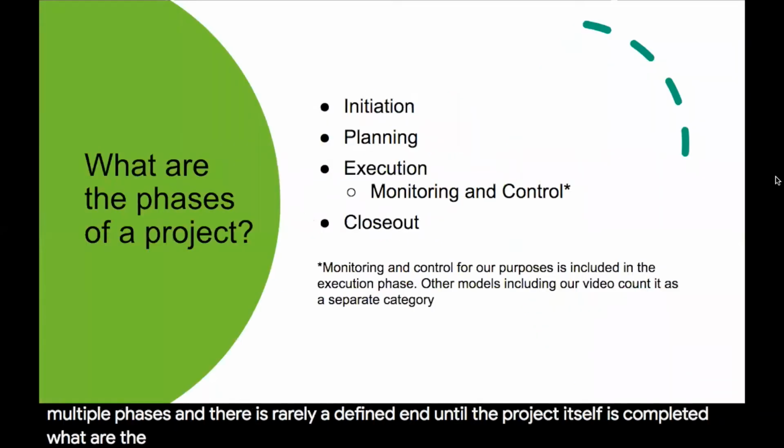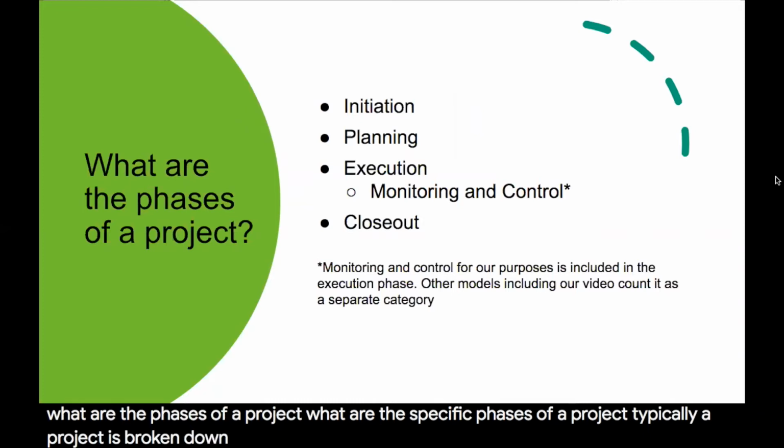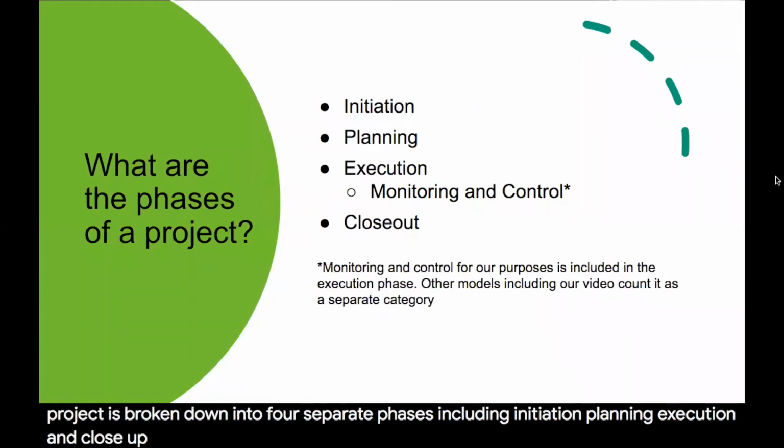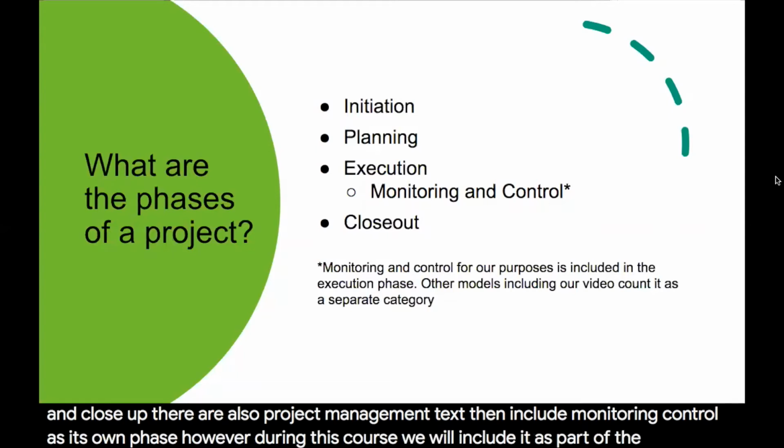What are the specific phases of a project? Typically, a project is broken down into four separate phases, including initiation, planning, execution, and closeout. There are also project management texts that include monitoring and control as its own phase. However, during this course, we will include it as part of the execution phase.